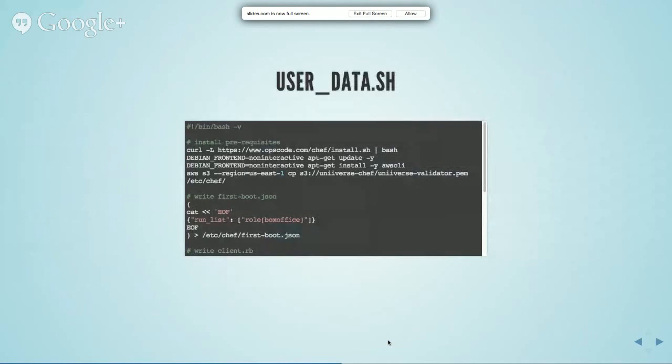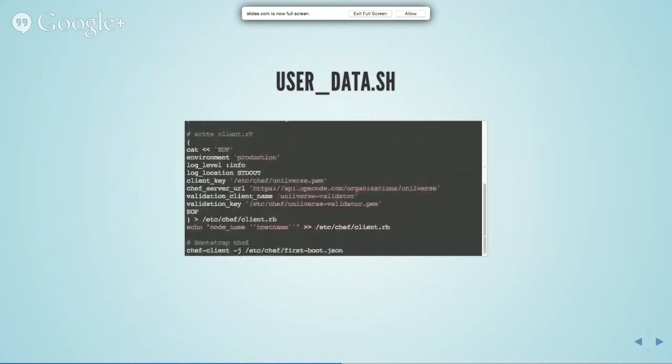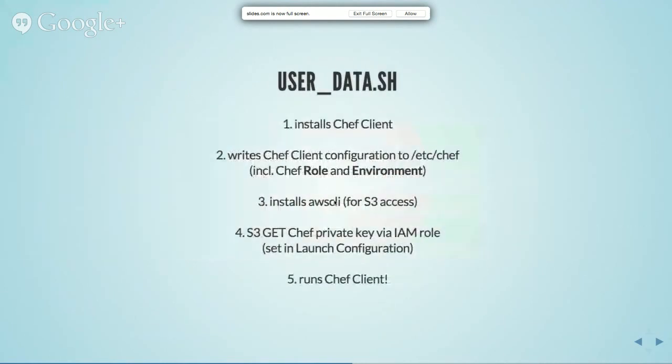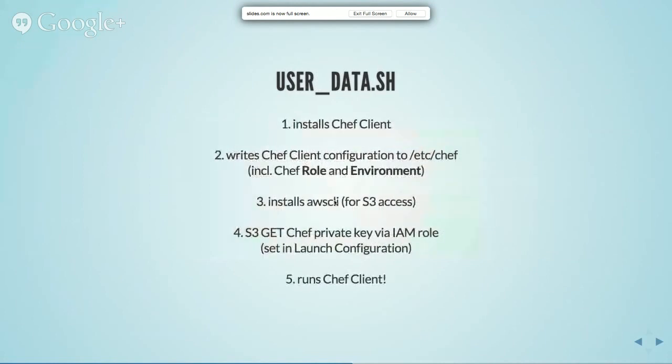So in terms of user data, a lot of this is just boilerplate. It's not that long, about 15 lines, and it just does 5 simple things. First off, it installs Chef on the new box. So the box spins up, puts Chef client on it. Secondly, it writes the Chef config, so when the box loads, it knows that it's a web production box, box office service production box, etc. And then it installs AWS CLI so it can actually hit S3.